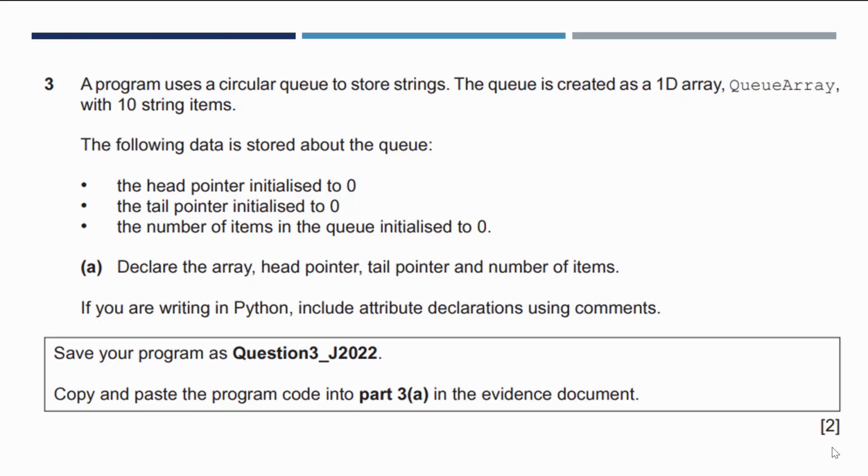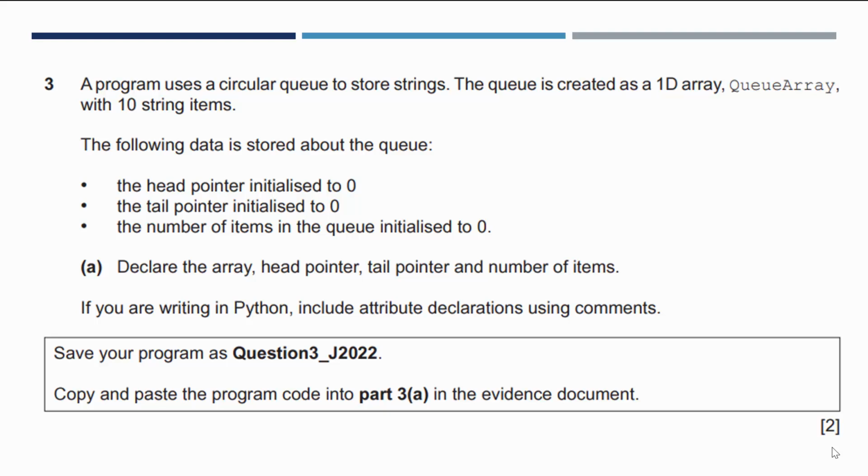The following data is stored about the queue. So we have head pointer, tail pointer, number of items, and they're all initialized to 0. We have to declare the array, the head pointer, the tail pointer, and number of items. It doesn't say it's global, so we're going to make it a local, which means it's going to go inside sub main.